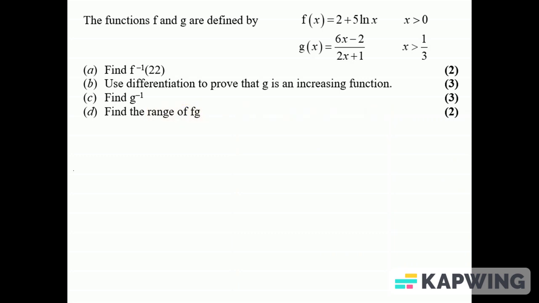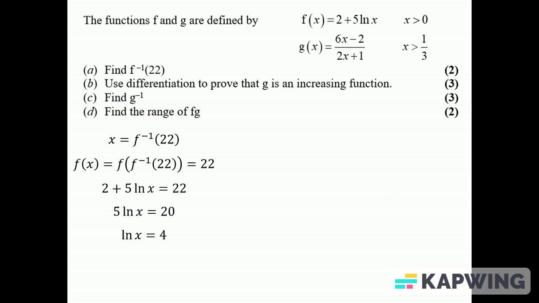So here we go. Right, it says f and g are defined by those two functions. f^-1(22) it wants. So it's tempting to work out the inverse function of f, but it's really the same process of just saying that x is f^-1(22) and then doing f of both sides. So you've got f(x) is f(f^-1(22)). And when you do f of f^-1, you just end up back where you started from. So I want f(x) to be 22. So I get that equation, solve it, take away 2, divide by 4, and then e both sides. x is e to the power of 4.